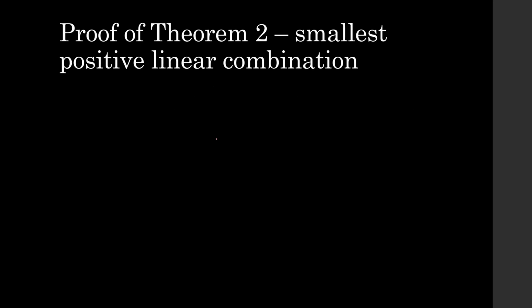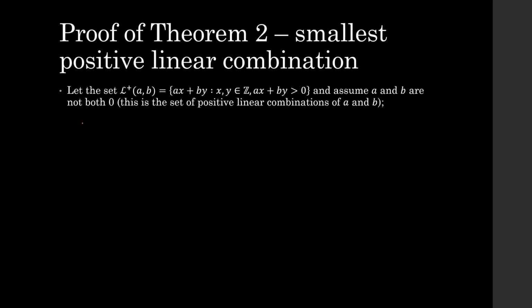So, let's prove the theorem. Let L plus of a, b be the set of linear combinations of a and b that are positive. Generally speaking, we haven't formally introduced this, but this letter here, with a and b, we use it to denote the set of linear combinations of a and b, and the plus here just means that we're taking them to be positive. So we assume that a and b are not both 0, and why do we assume that? Well, if they're both 0, then the set is going to be empty.